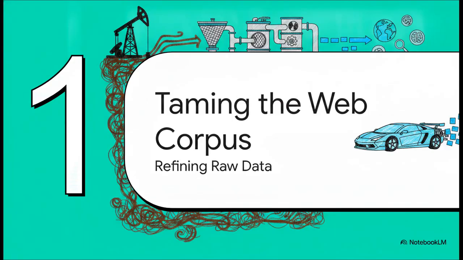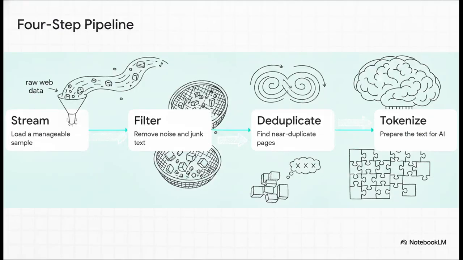Section 1. Taming the web corpus. Refining raw data. Imagine the internet's raw data as wildly unrefined crude oil, right? You can't just pour it directly into a sports car. To refine it, we're going to construct a 4-step coding pipeline to clean up this multi-terabyte mess.